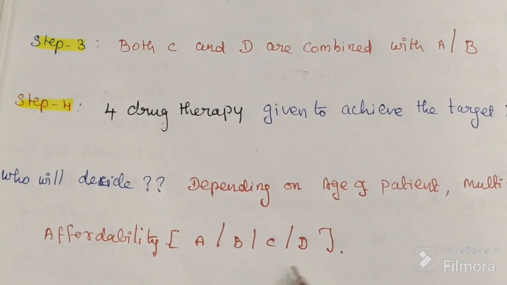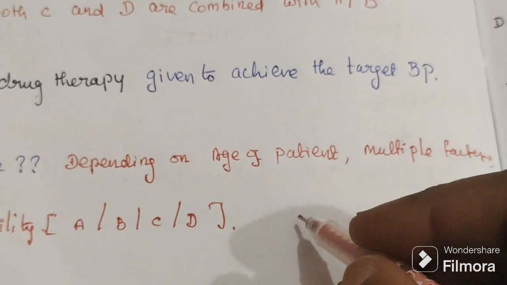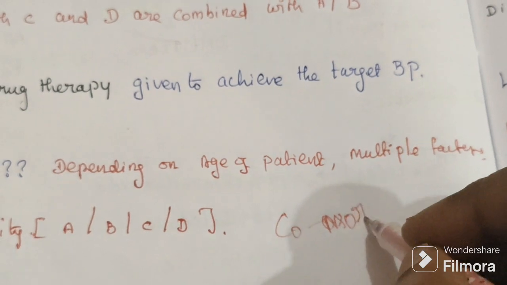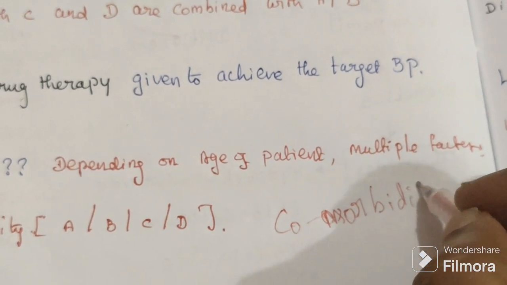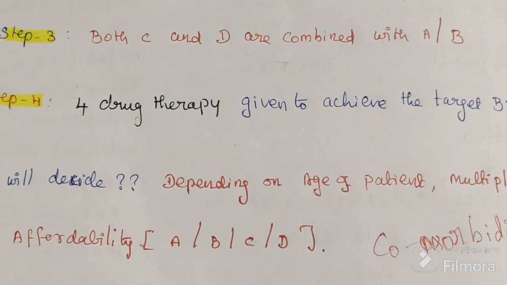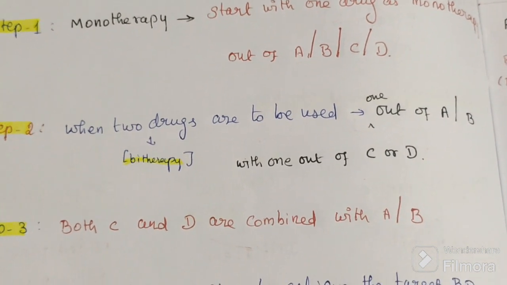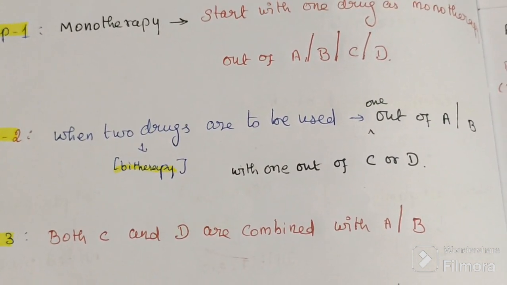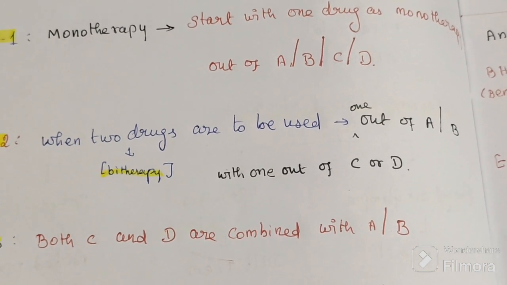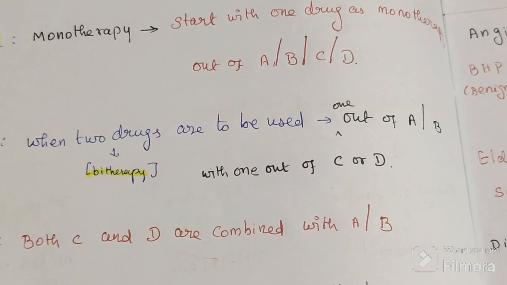So these are the factors, mainly comorbidities. Multiple factors will decide. So we have 4 options: A, B, C, D. If the patient has headache, a feeling of dizziness, frequent headache, it may be an incidental finding of hypertension.